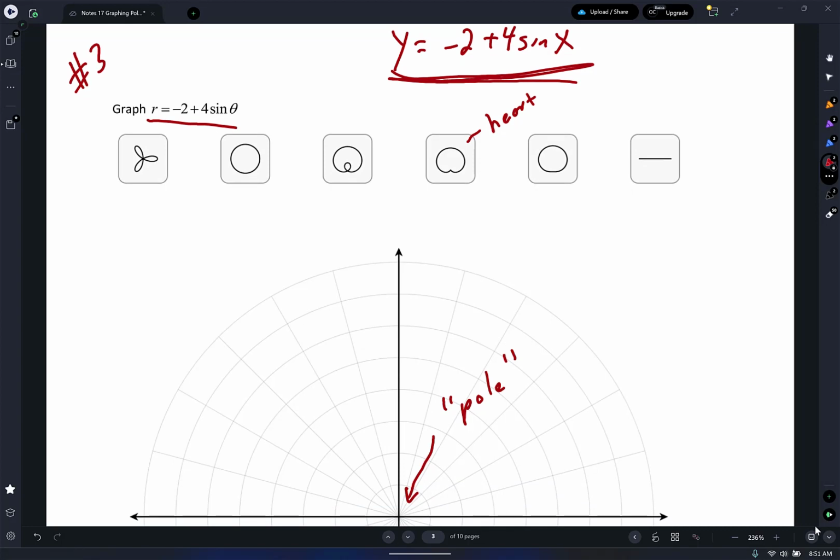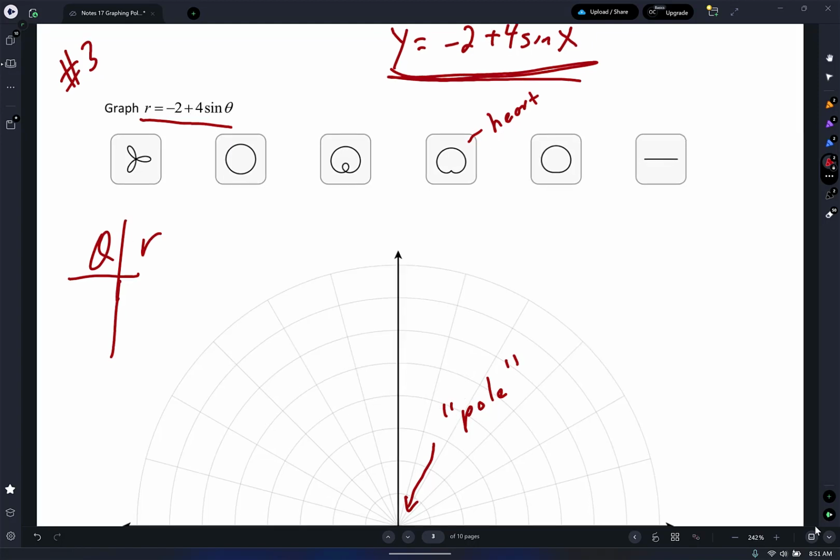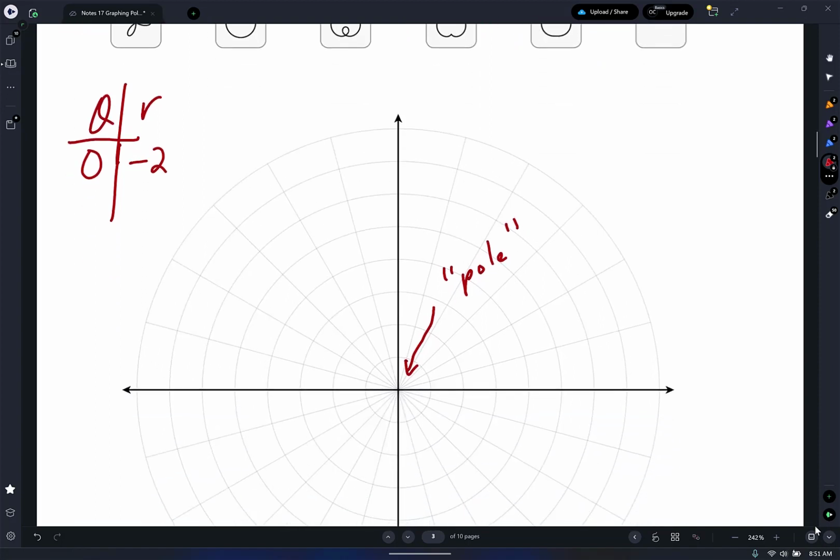Let's just see. I'm gonna write a table here, and I'm gonna go theta and r, and you're gonna see why right now. I'm gonna start at 0. If I start at 0, sine of 0 is 0 times 4 is 0. So I'm just going to get a value of negative 2. So I'm plotting the value of (negative 2, 0). So where am I at? Let's see. 0 is the positive x-axis. Negative 2, I go backwards. Bam. I'm going to call that the very first point.